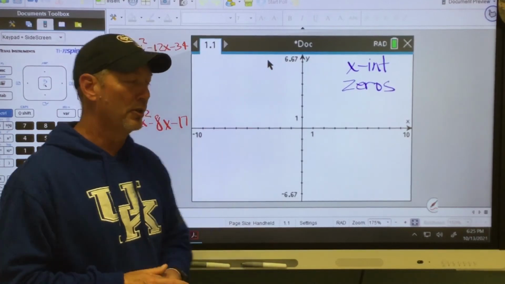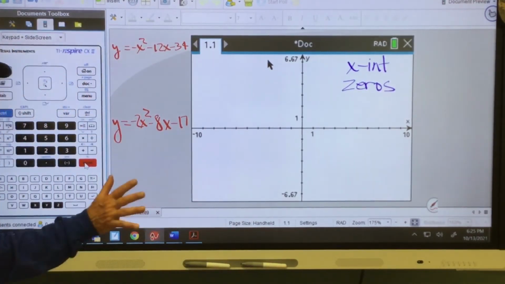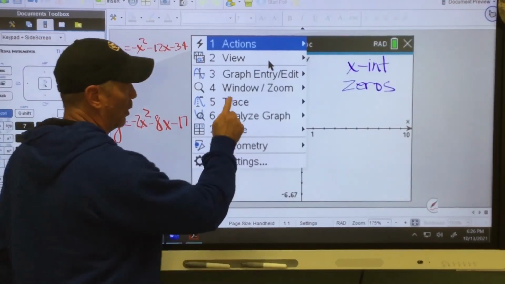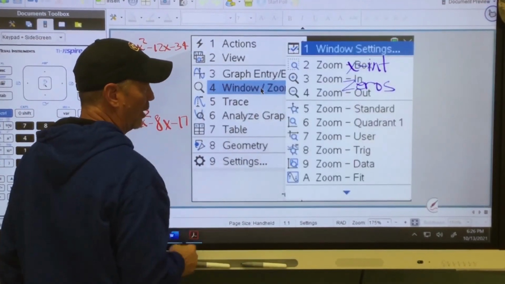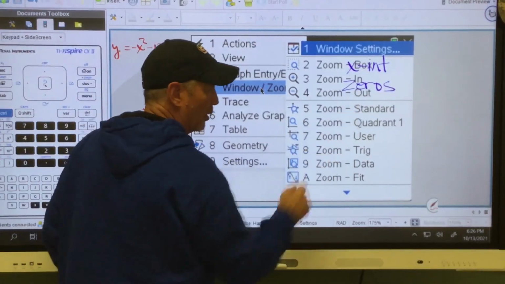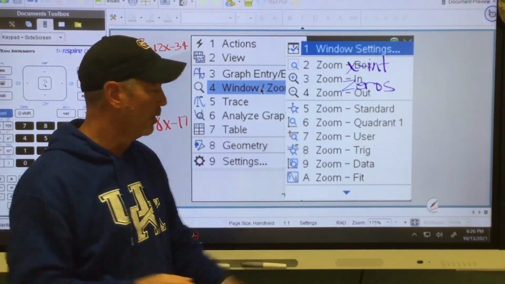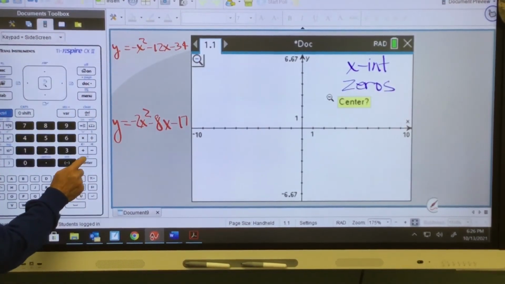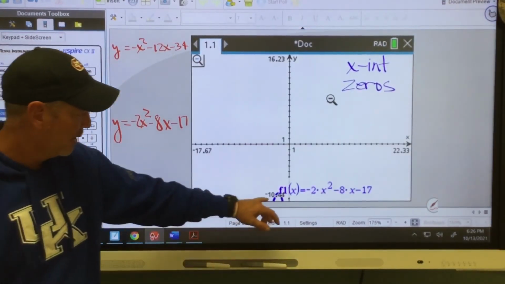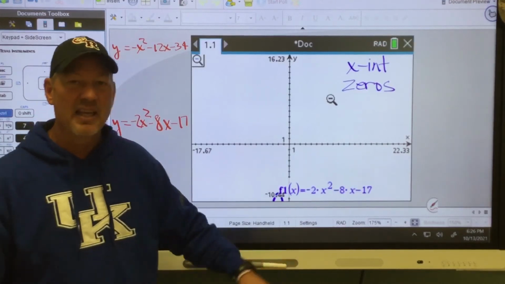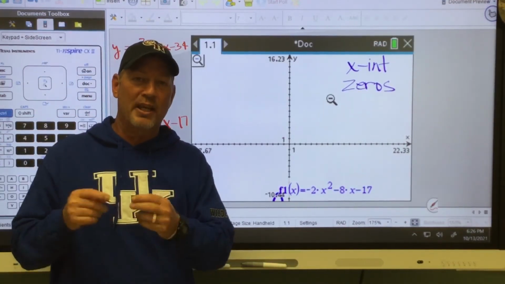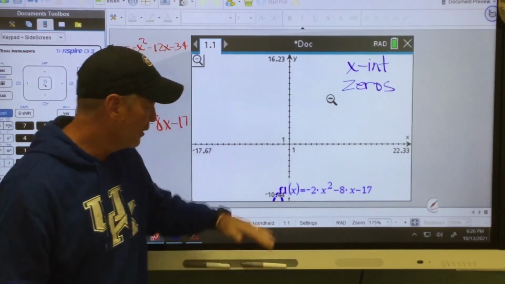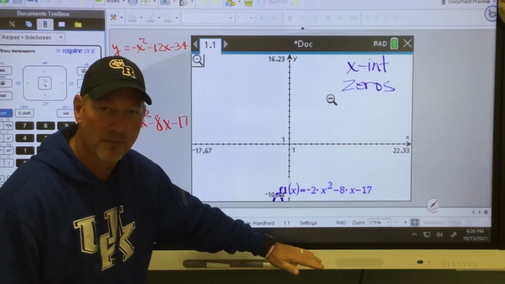So here's what I want you to do. This is how you fix it. Menu, window. We're going to zoom out so we can see more. So we're going to zoom out, and we're going to hit enter. And it's down here, okay? But if you keep hitting enter, enter, enter, my graph's going to get really small and really skinny. I just want to shift my window down.